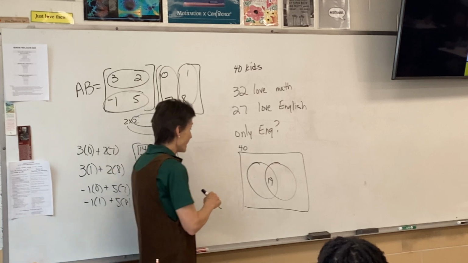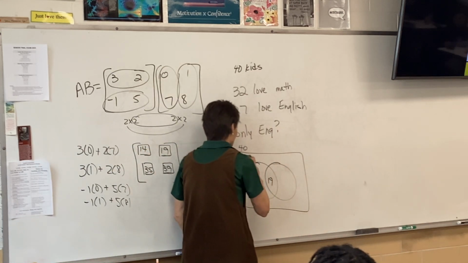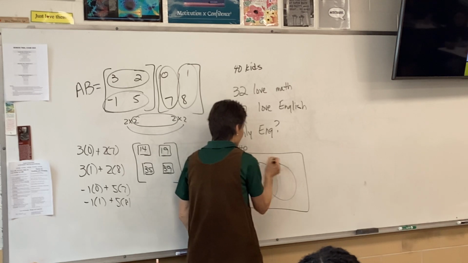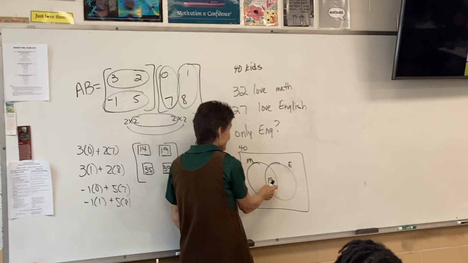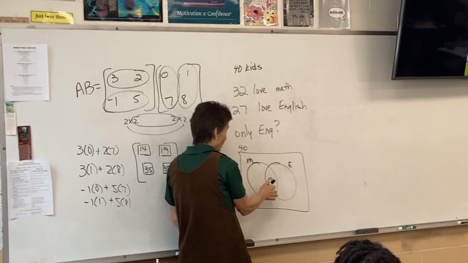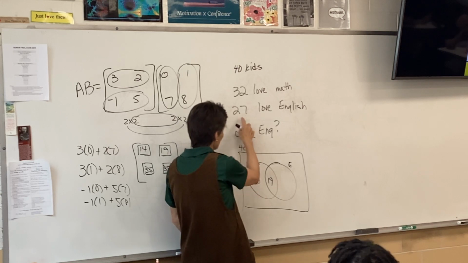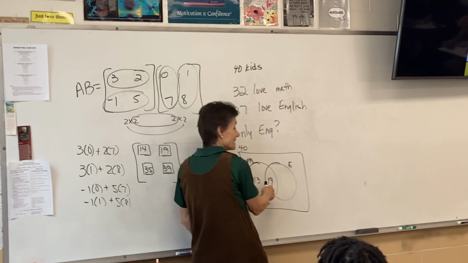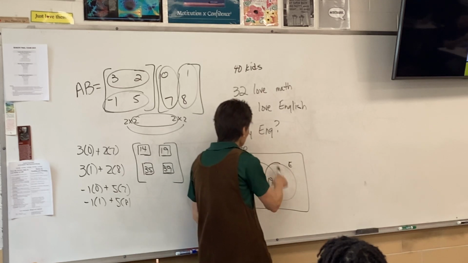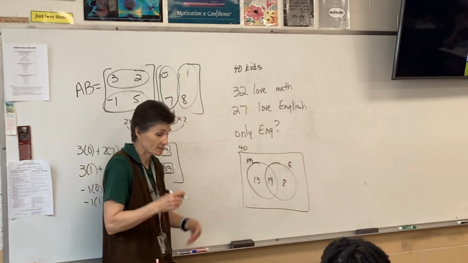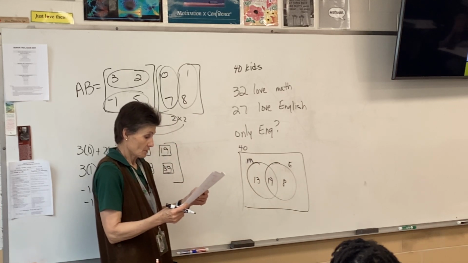So these 19 are the ones that like both. So if there are 32 kids who love math, but 19 of them are in the overlap, then there must be 13 over here. And if there are 27 kids that love English, but 19 are in the overlap, there must be 8 of them over here. And those are the ones that are the answer to the question, because the question happened to want to know how many like only English. So that would be that.